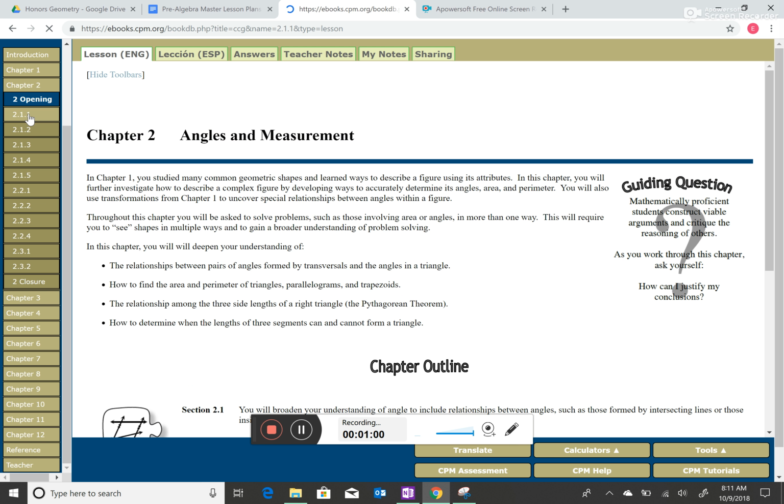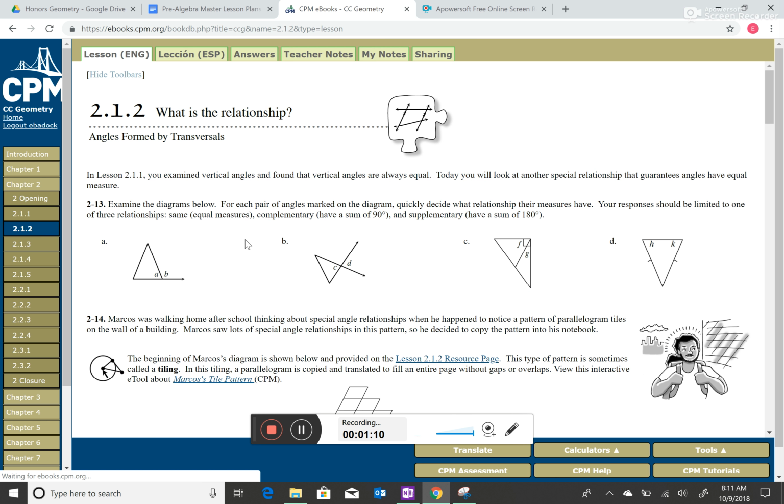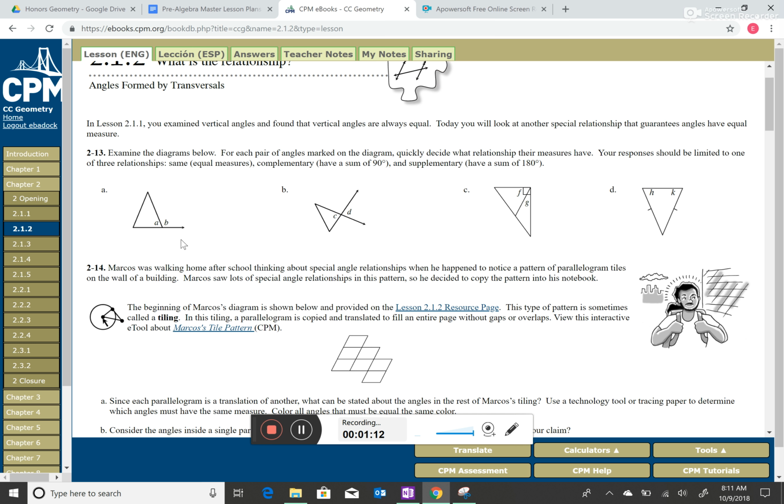You guys got your vocab sheet today. You guys should be good on your vocab sheet. So section 2.1.1 was all about complementary, supplementary, and vertical angles. Section 2.1.2 was angles formed by transversal. So definitely make sure you know all your vocab and you can figure out all the angle measures based on the different definitions and the relationships that are going on.